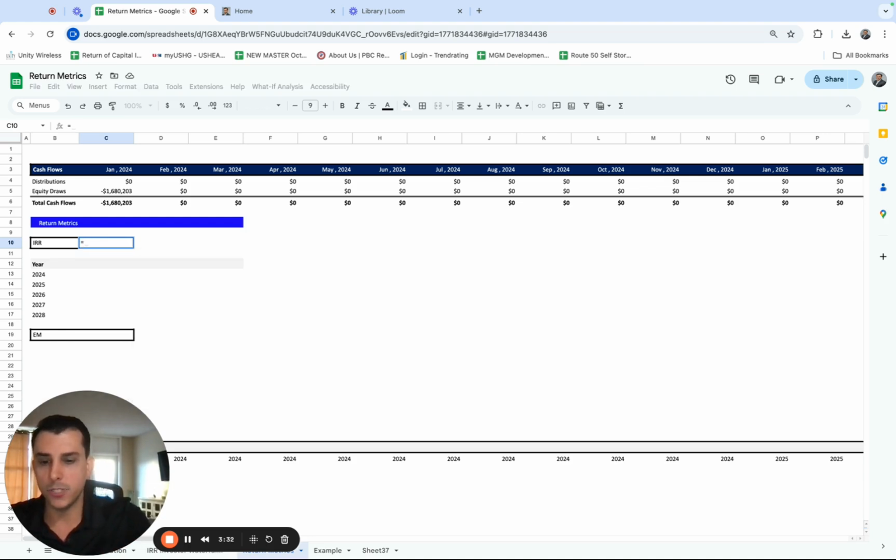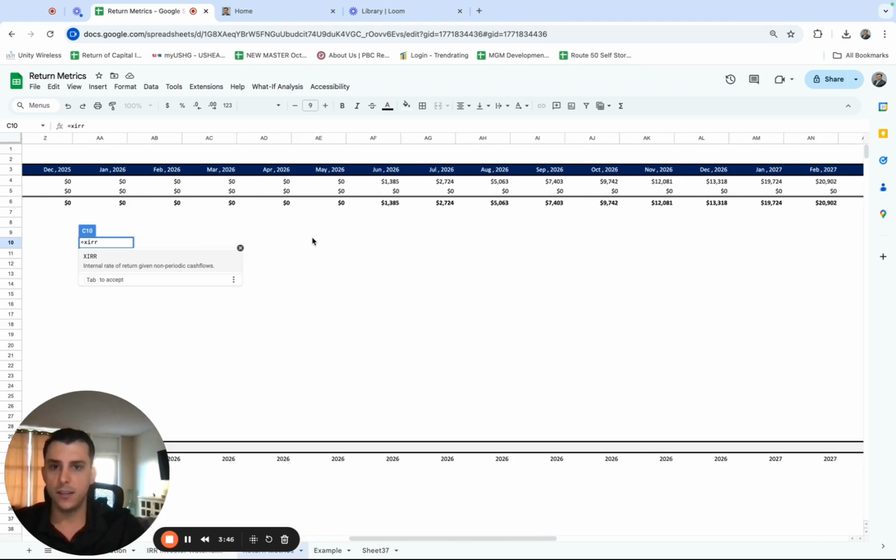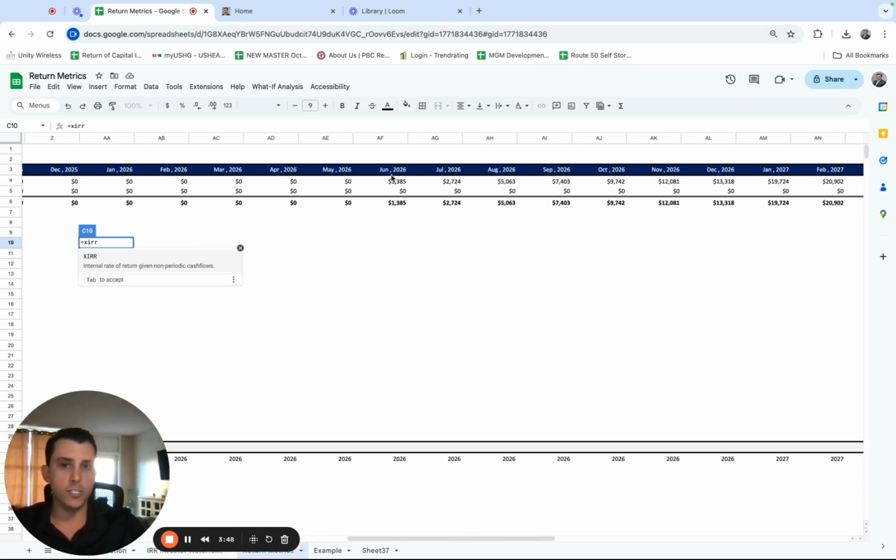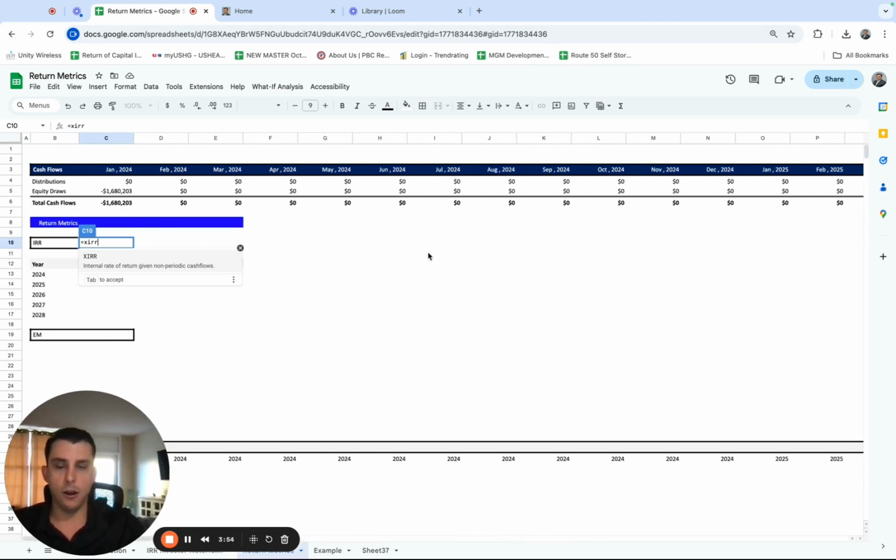You want to use XIRR. And why do you want to use XIRR? XIRR takes into account the exact date that these distributions are taking place. So it's going to look and say, this 1.3 thousand was in June 2026. This 2.7 thousand was in July 2026. XIRR takes into account this row number 3, these dates. So you always want to use XIRR.